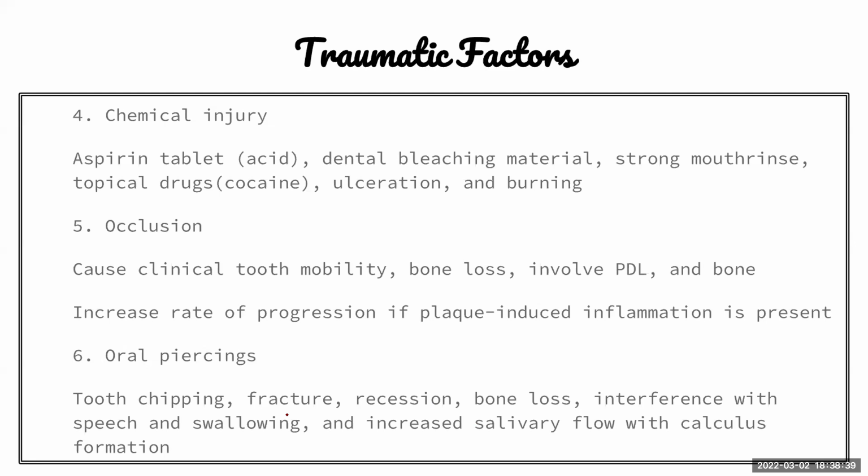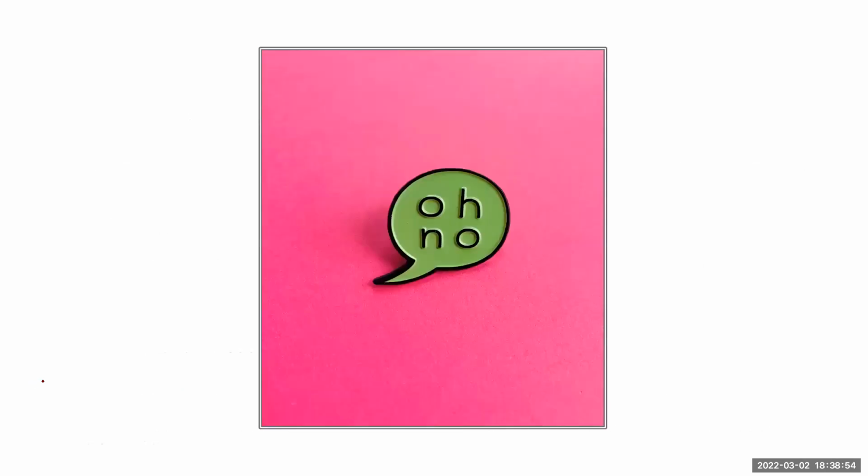Occlusion, if it's off, it can cause mobility. And it can involve the PDL. Oral piercings are a big one, okay? Clanging on the teeth. It's interfering with speech, the tongue, and everything else. So it can create recession also, especially on the mandibular anteriors, depending on where the button is, if it's on the tongue or if it's on the lip.